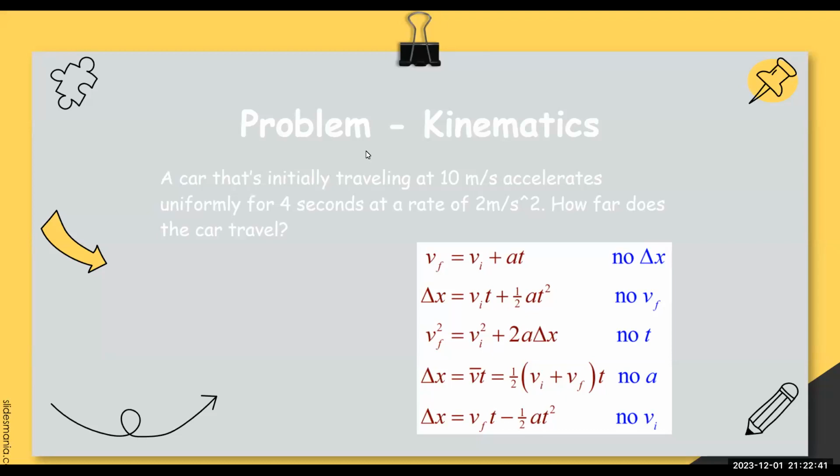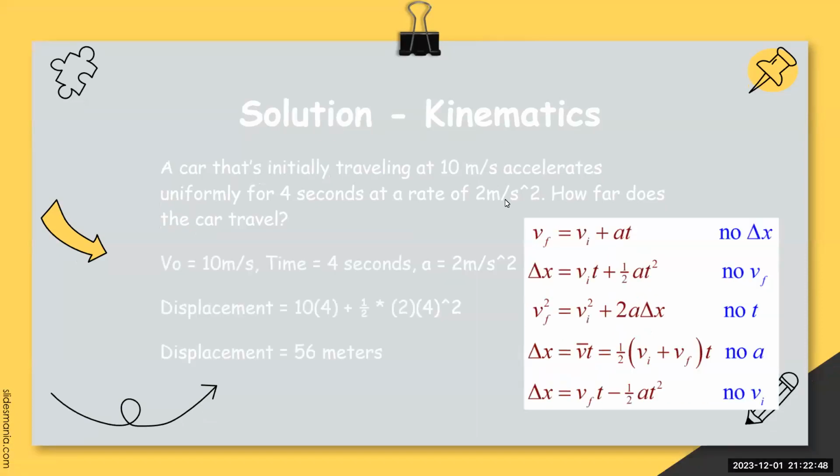Okay, if no one has an answer, I'll just reveal the solution. So pretty much you just have to identify the variables and plug it in. A car that's initially traveling at 10 meters per second, so the initial velocity would be 10 meters per second. And it states that it accelerates for 4 seconds, so you know that the time is 4 seconds, and then accelerates at a rate of 2 meters per second squared. So now you know that the acceleration is 2 meters per second squared.